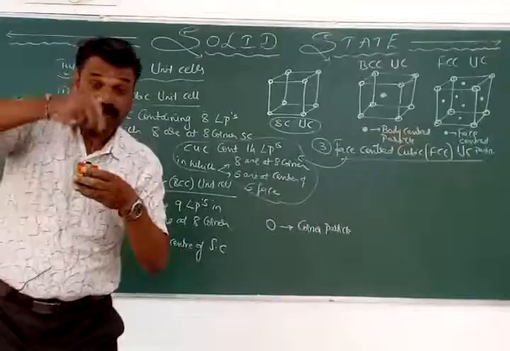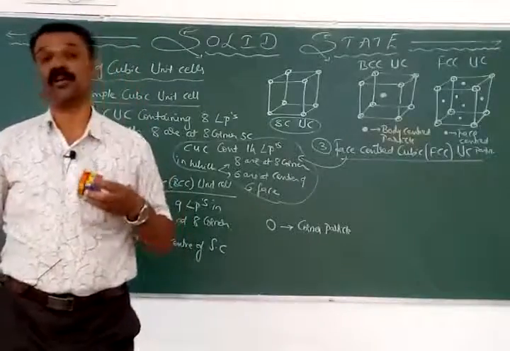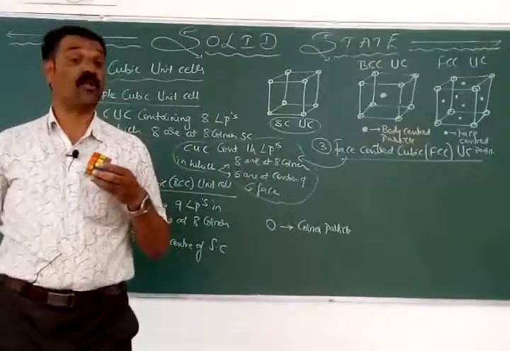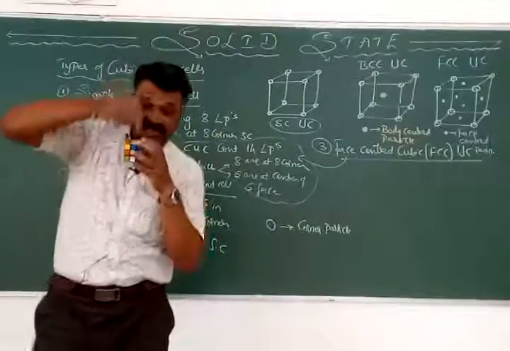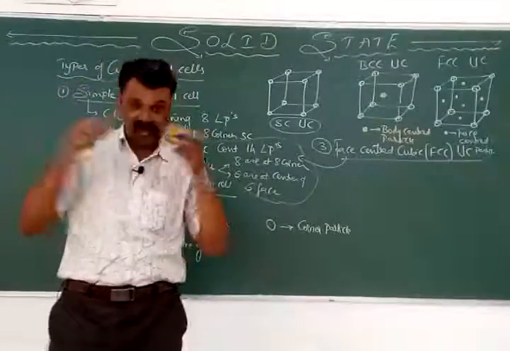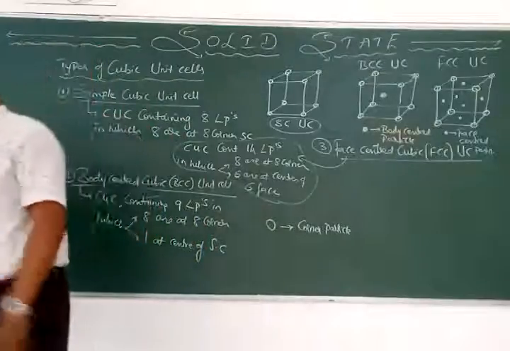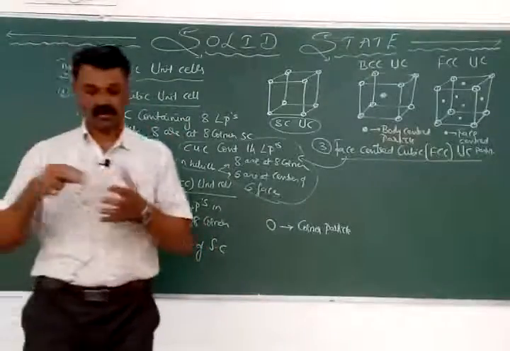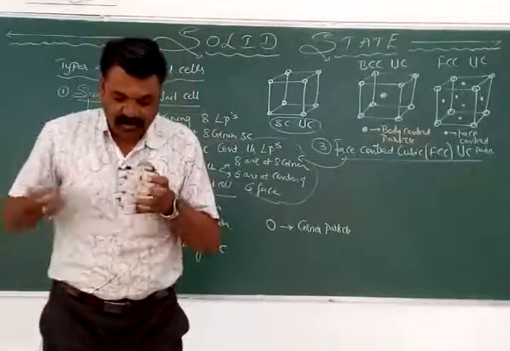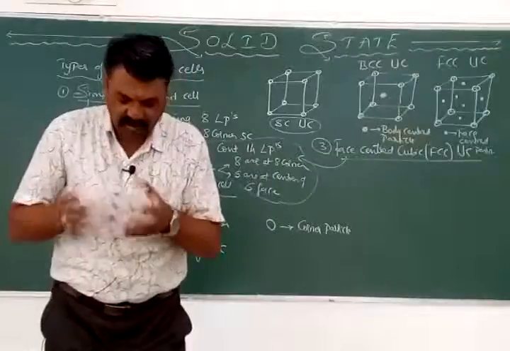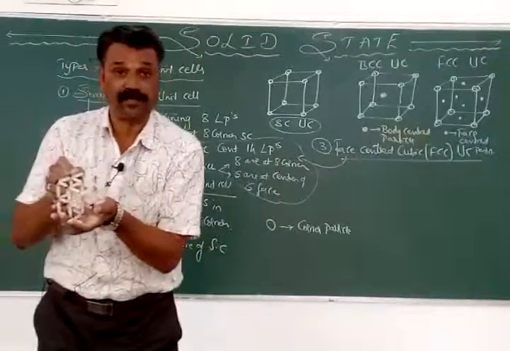at the center of this, if I remove this and put the particle exactly at the center, then that is called body centered. Totally how many lattice points? 9. Among the 9, 8 are situated at the corners and 1 exactly at the center. Suppose you assume this total is one cube here, this center is called body centered.